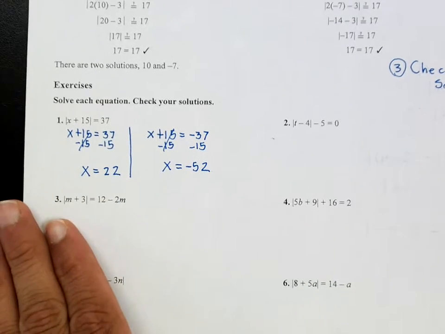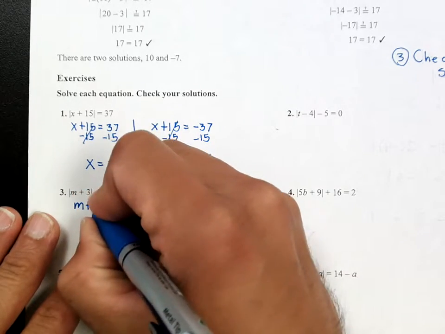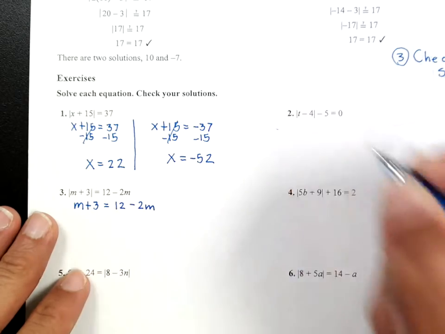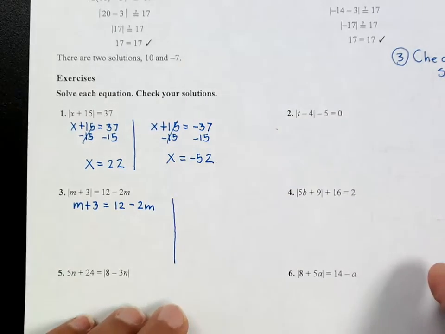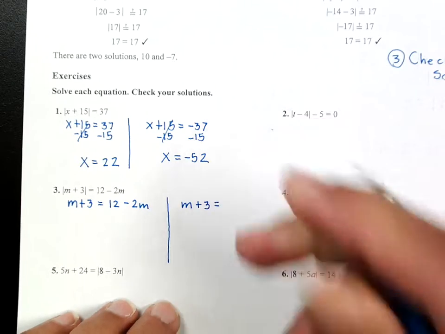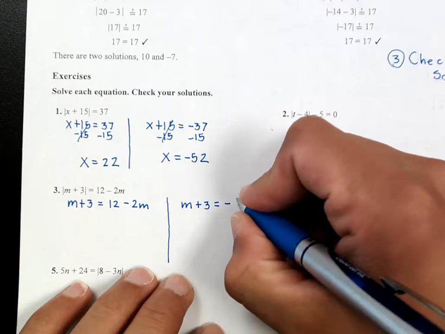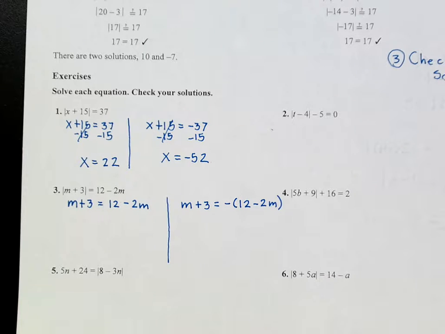Number 3 is a little bit different. We have m plus 3 is equal to 12 minus 2m. And on the other side, so this is case 1. On case 2, we're going to have m plus 3. And remember, I told you you're going to make the right side negative, right? So I'm going to write 2 steps on this one. We have negative of 12 minus 2m. Okay? Now we're going to solve each one.